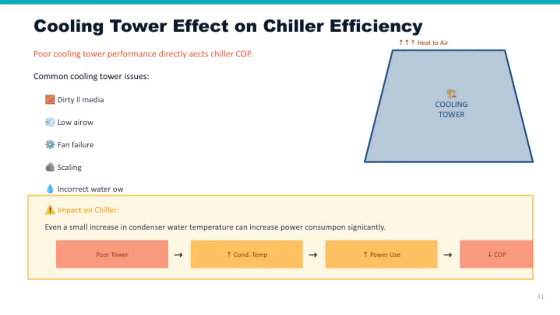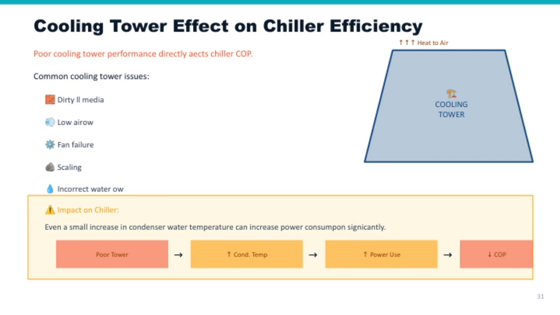Let's talk about cooling towers and how they impact chiller efficiency. Even a slight rise in condenser water temperature can cause power use to spike. That means the chiller's coefficient of performance, or COP, takes a hit. Common problems like incorrect water flow, scaling, fan failure, low airflow, or dirty fill media all reduce tower performance.